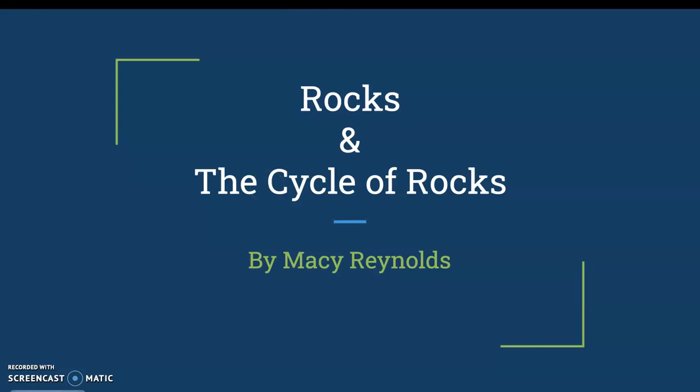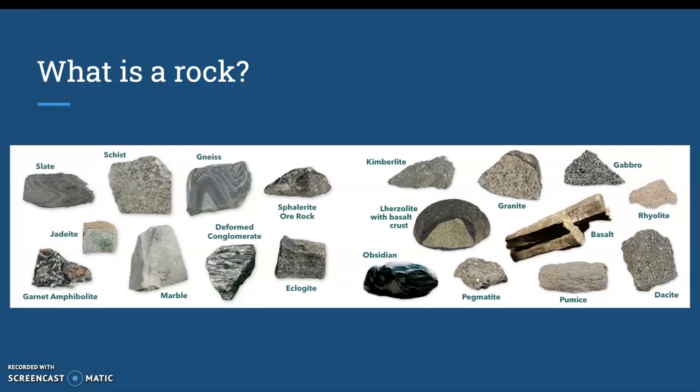So I'm going to be talking about rocks and the cycle of rocks. So first thing, what is a rock? A rock is a solid made up of many different minerals. There are three types of major rocks: igneous, sedimentary, and metamorphic. They're usually not uniform or made up of exact structures that can be described by scientific formulas. Rocks are classified by how they were made and formed.